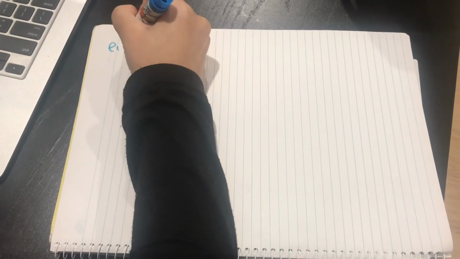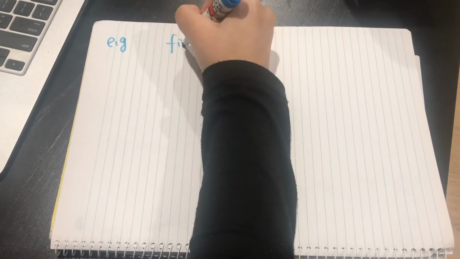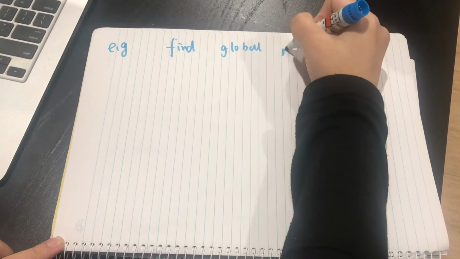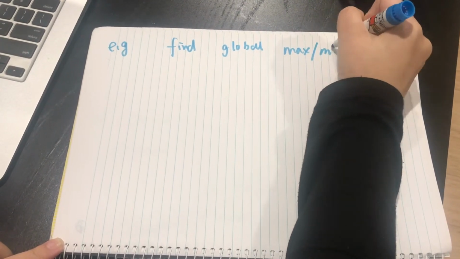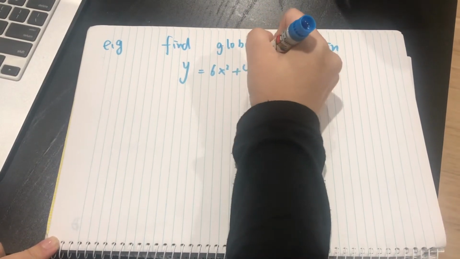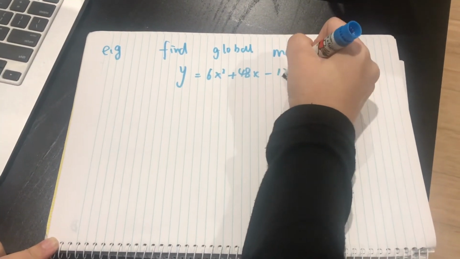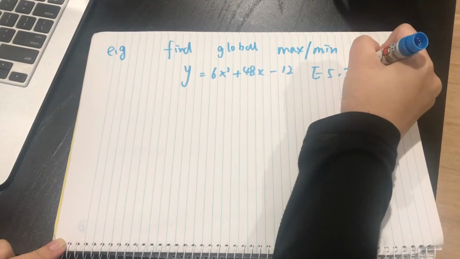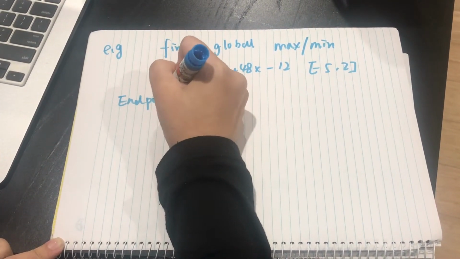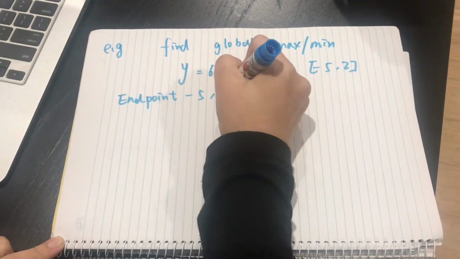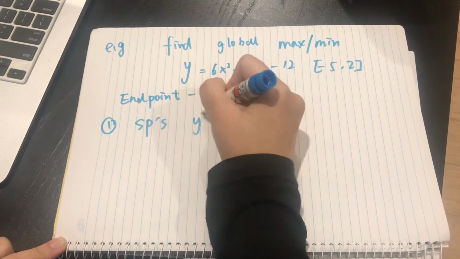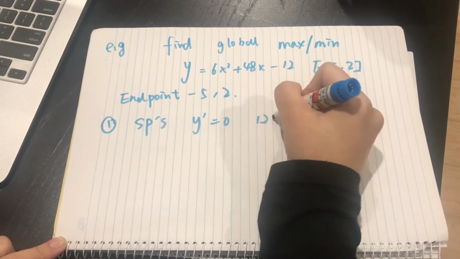Now I will give one example. Find the maximum and minimum of function y equals 6x squared plus 48x minus 12 at the interval from minus 5 to 2. From this question, we can know the endpoints are minus 5 and 2. The first step, we need to know the stationary points. When y dash equals 0, 12x plus 48 equals 0, and then we can get x equals minus 4.